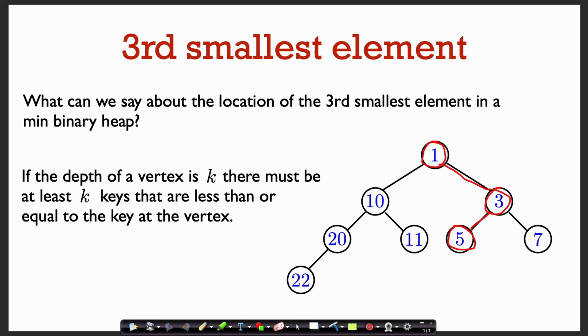So if you're the third smallest element, you have to be at depth 2 or less. Because being at depth 2 guarantees that there are two nodes, and two keys in the database, that are smaller than or equal to you. And in general, if the depth of a vertex is k, there are at least k keys that are less than or equal to the key at that vertex.